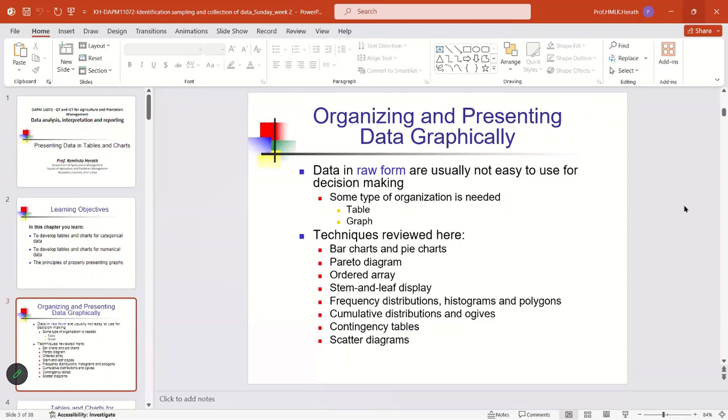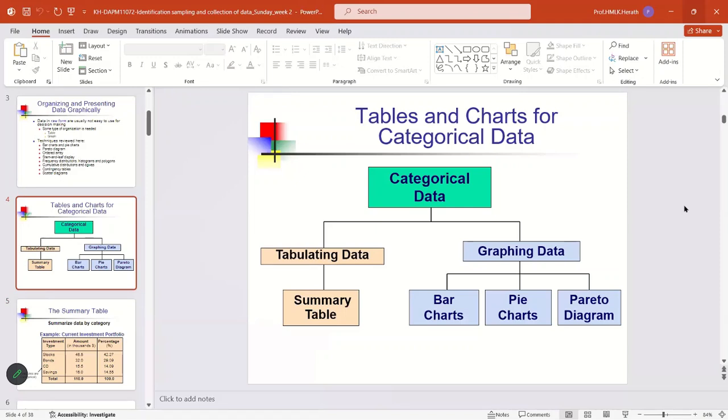So following are the next. I have listed out the graphs that we will be talking about: bar charts and pie charts, Pareto diagram, ordered array, stem and leaf display, frequency distribution, cumulative distribution, contingency table, and the scatter diagram. So this is what we will be talking about. Right, this is our understanding, right? For the categorical data, we will use tables and some sort of graphs.